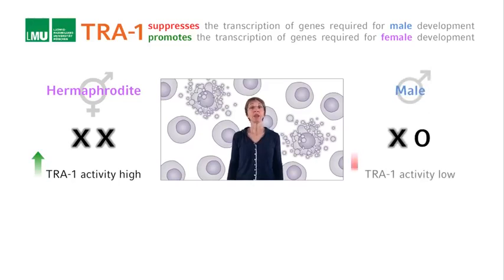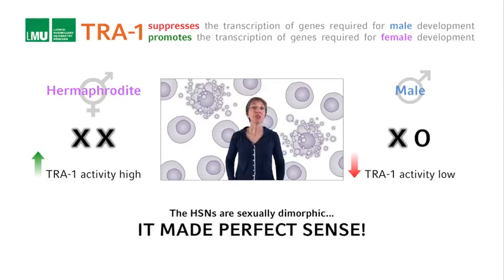Conversely, in embryos with only 1 X chromosome, TRA1 activity is low. For this reason, genes required for male development can be transcribed. Consequently, such an embryo will differentiate into a male. Why sex determination? Why is a factor involved in sex determination involved in controlling EGA1 transcription? Remember, the HSNs are sexually dimorphic.